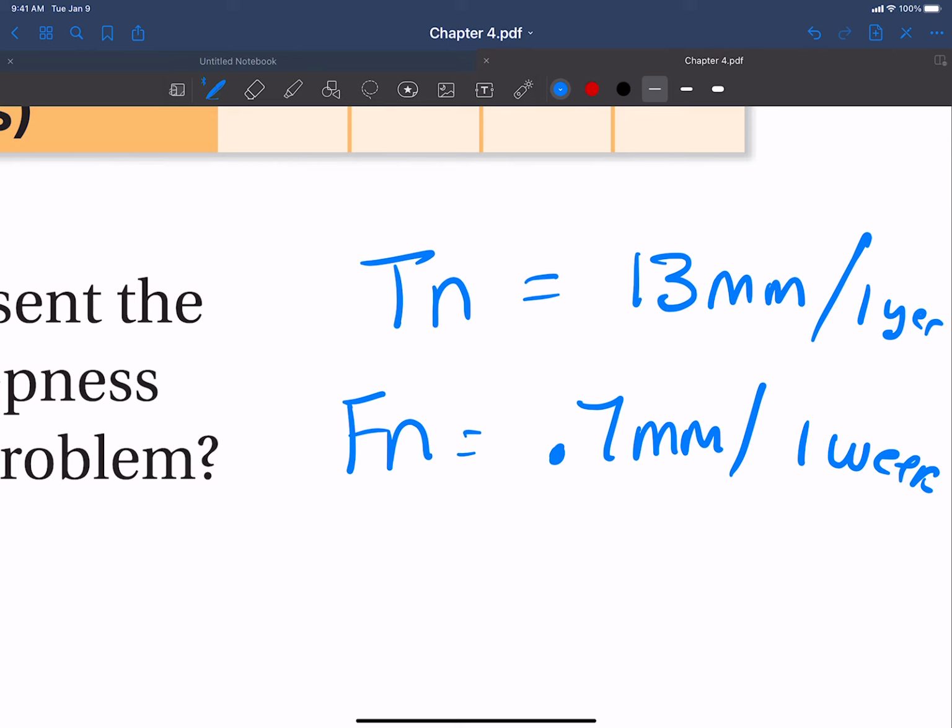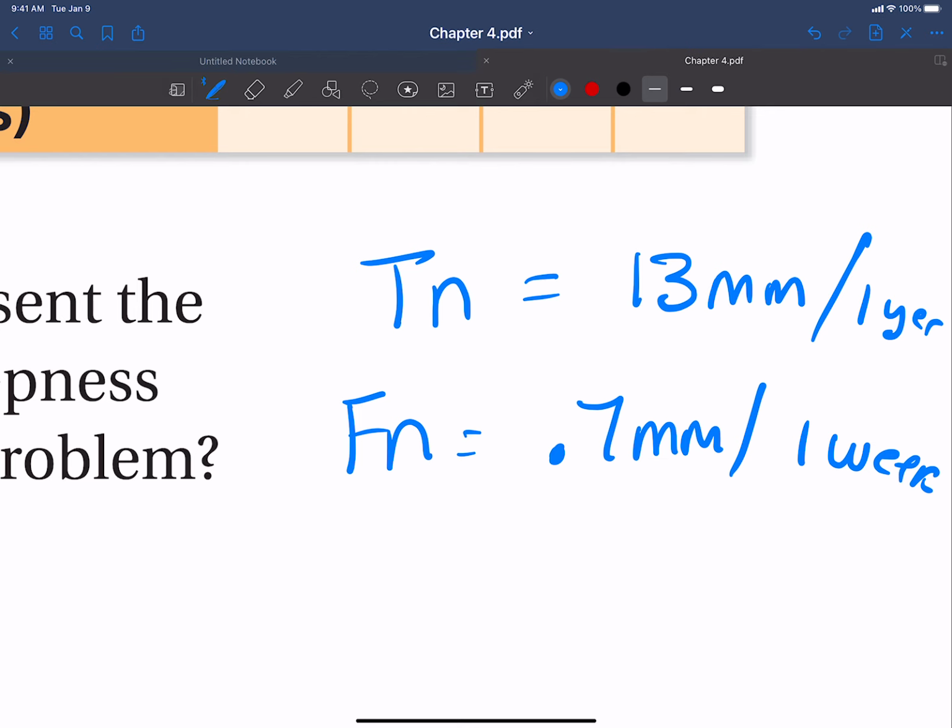Disgusting. Okay, look. A toenail grows 13 millimeters a year. A fingernail can grow 0.7 millimeters in a week. I need to change this to years before I can compare them. Okay? How many weeks are in a year? Just divide 365 by 7. I think there's 51 or 52 weeks. 52 weeks. Yep, 52 weeks in a year. I think that's just information you have to know.